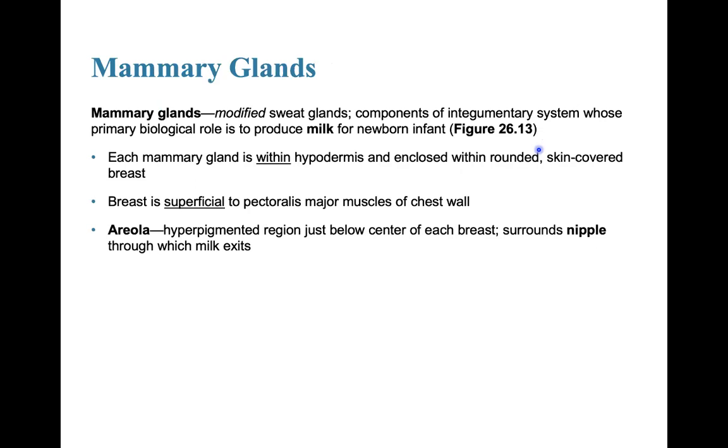The mammary glands are modified sweat glands. They are components in the integumentary system whose primary biological role is to produce milk for newborn infants. Each mammary gland is within the hypodermis and enclosed within rounded, skin-covered breasts. The breast is superficial to the pectoralis major muscle of the chest wall. The areola is a hyperpigmented region just below the center of each breast, and it surrounds the nipple through which milk exits.